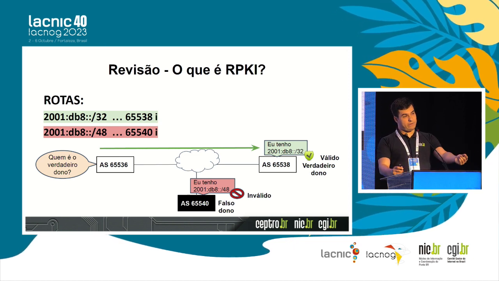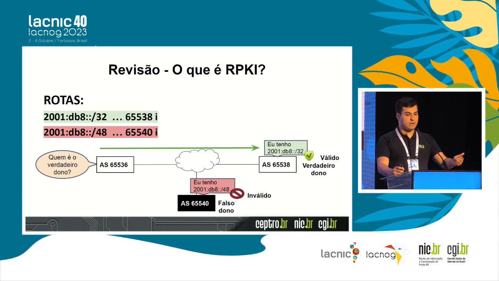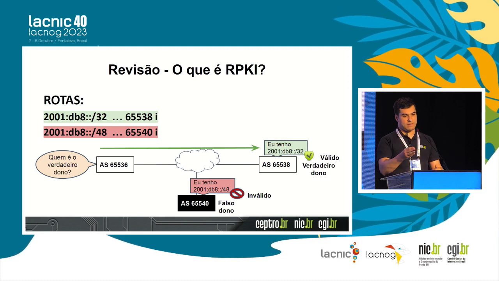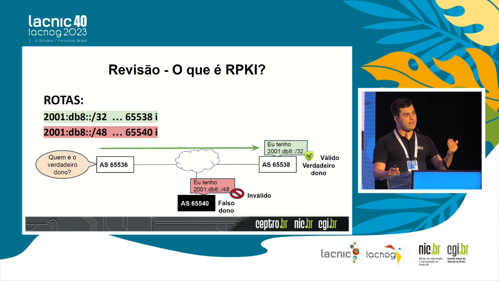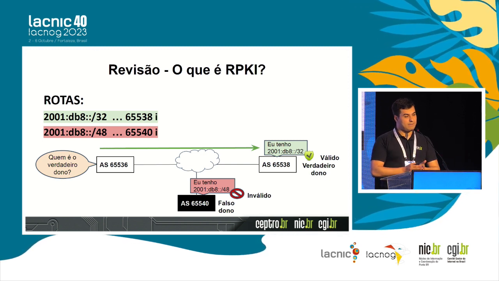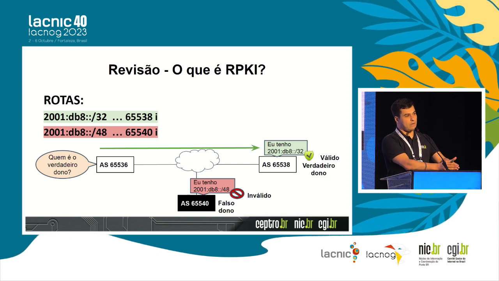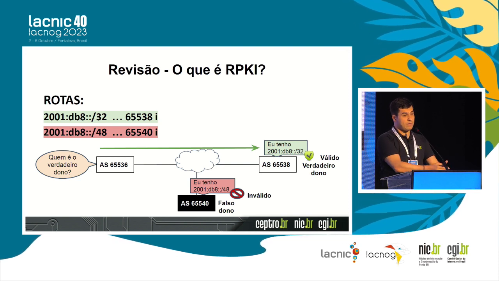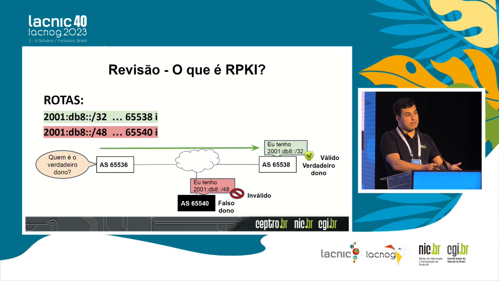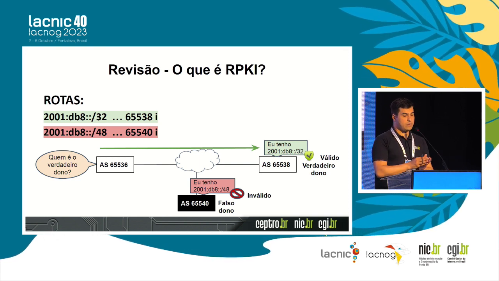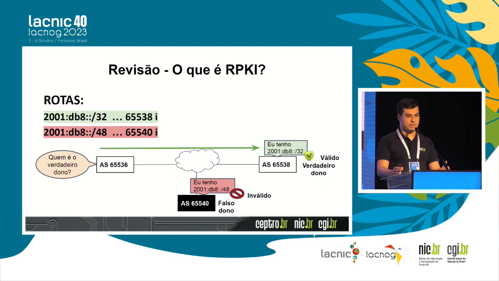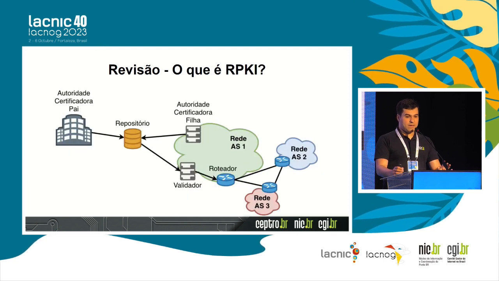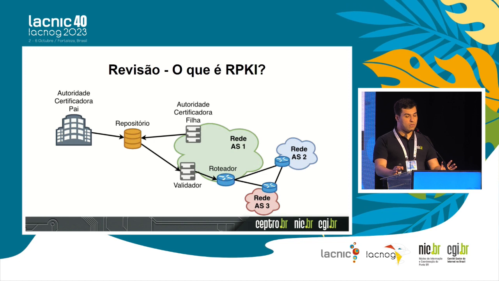But with RPKI, we're going to work with the validation of this announcement. So if somebody wants to steal a prefix, like if they try to use a more specific route, when validating this, we're going to identify that the autonomous system was unable to make that announcement. So we are going to discard it. As we said earlier, when there is an invalid state or not found, we will mark it as invalid, and we'll be able to discard this route and use only the one that is marked as valid, that is the true owner. So the traffic will go directly to that autonomous system. Notice that we are preventing prefix hijacks.